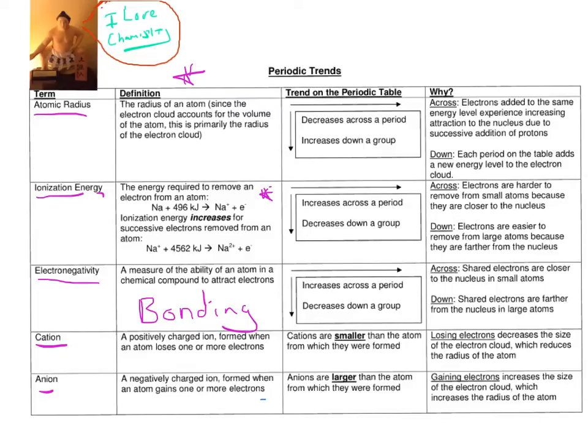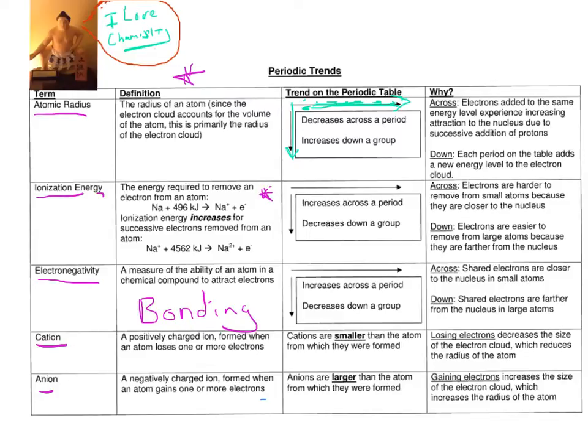Now, the trend on the periodic table, and again, I am always going to go from left to right, and I'm going to go from top to bottom. For atomic radius, it says here that it decreases as I go across a period. So as I go from left to right on the periodic table, along a row, atoms get smaller. And as I go down a column, they increase as you go down a group, so that means the atoms are getting larger.